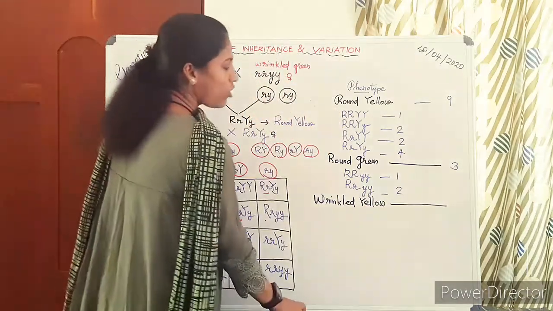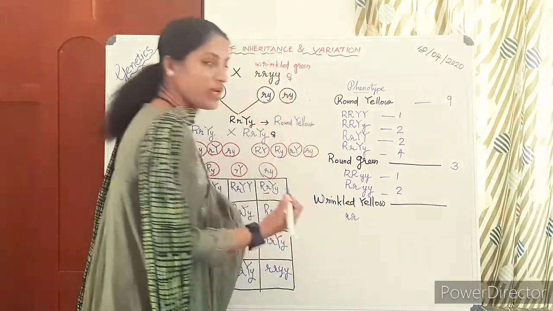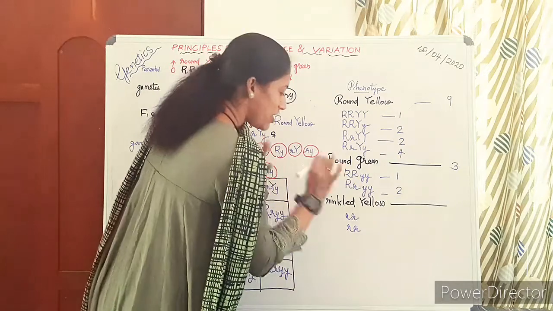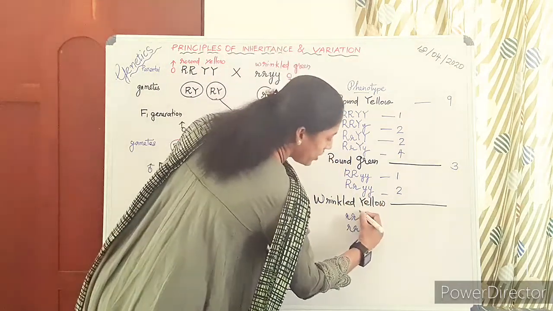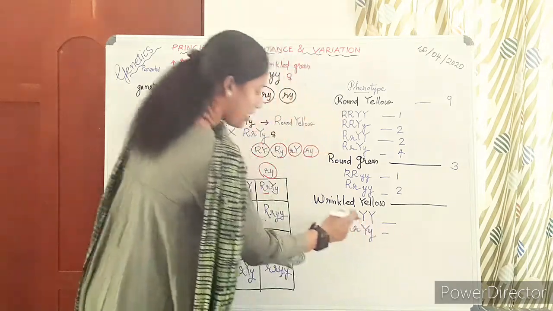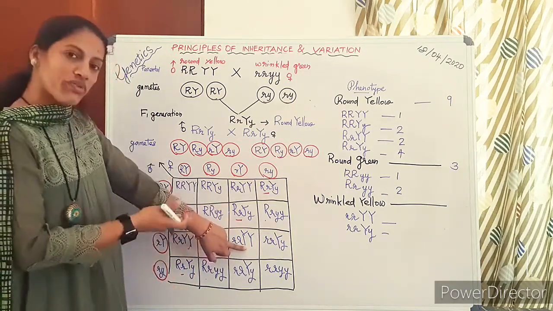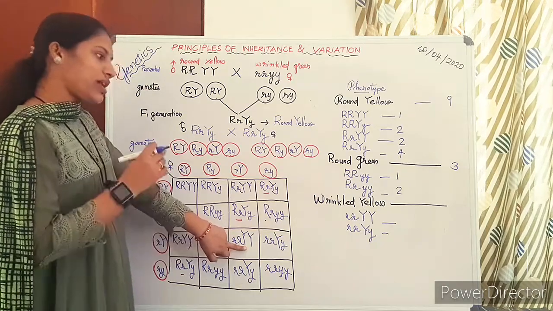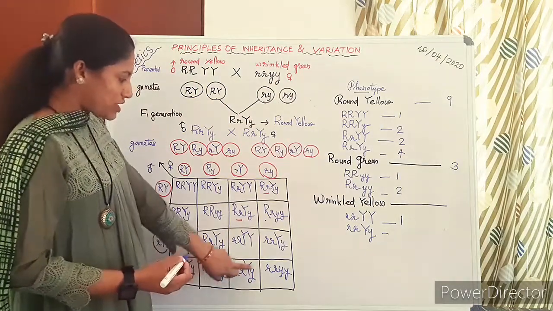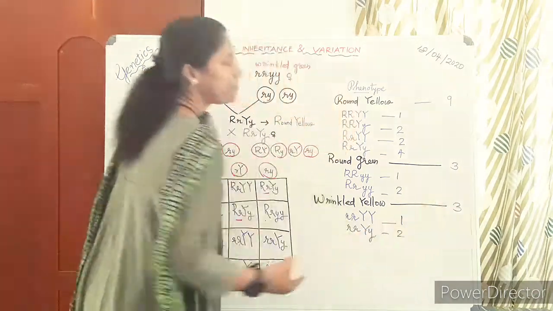Tell me how many are wrinkled, by which combination? Small r only. Both cases, small r only. How many cases are there? Wherever wrinkled is small r. Yellow can be either capital Y capital Y, or capital Y small y. Then how many are this type? Small r, capital Y: only one combination is there. Whereas small r, capital Y, small y: there are 2 plants. So the total is also 3.